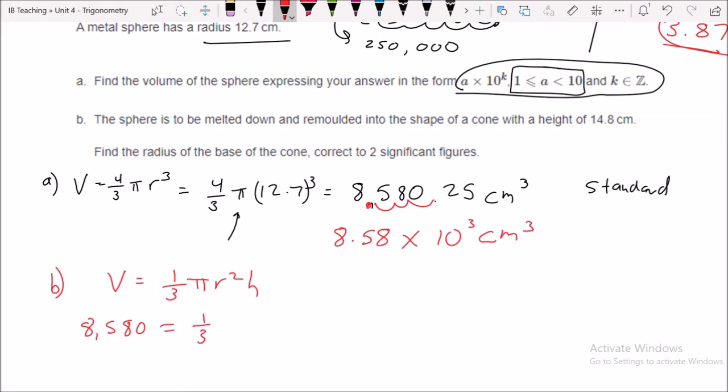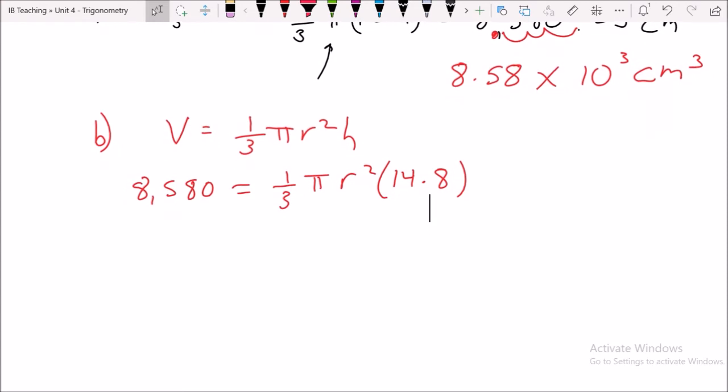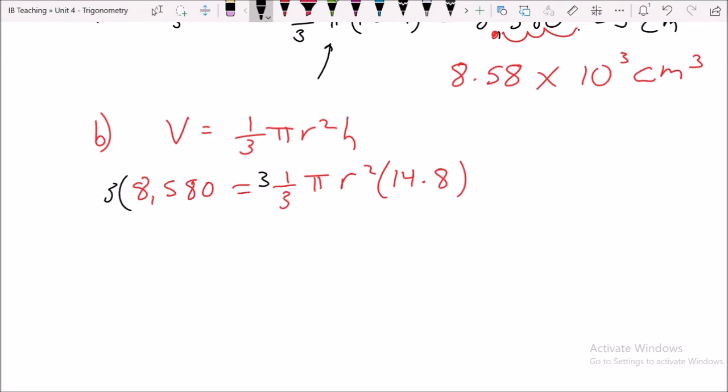And so now we have 1/3 times pi times r squared times the height, which we know because they told us it's 14.8. And so for a lot of people, just realizing, hey, the volume stayed the same, that's possibly the hardest part, because now it's just algebra steps. And in fact, we're going to do all of the algebra moves in one go here. We're going to multiply both sides by 3 to get rid of the 1/3. We're going to divide by pi. And we're going to divide by 14.8 in the same move.